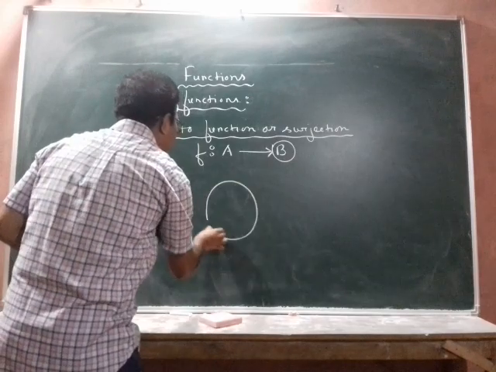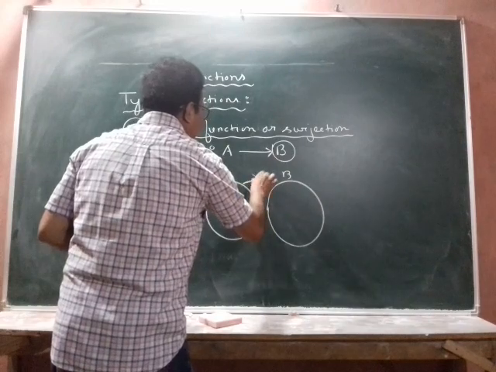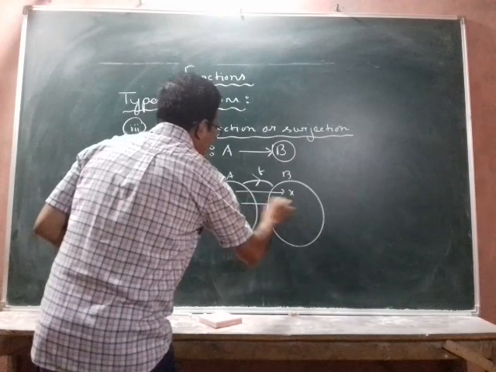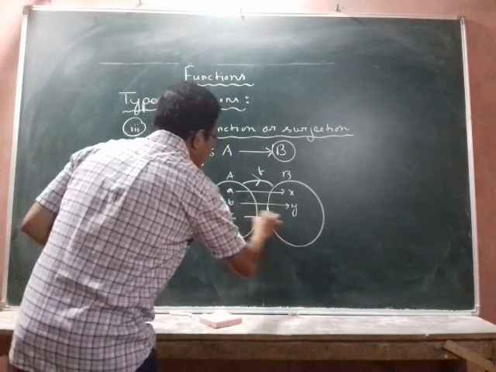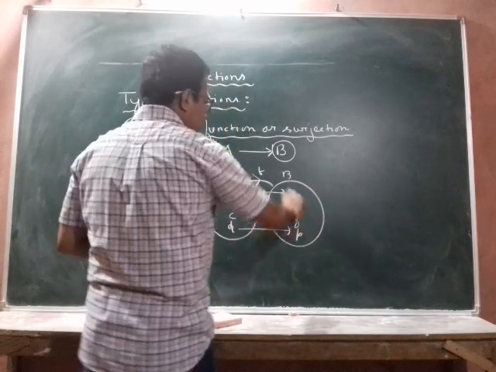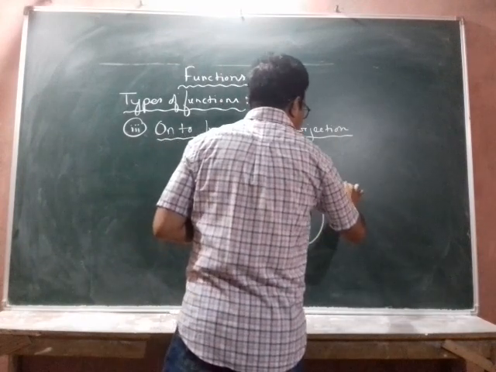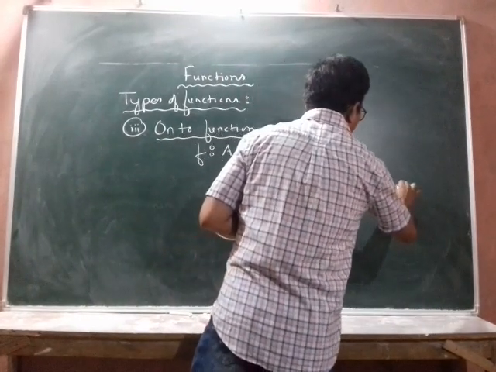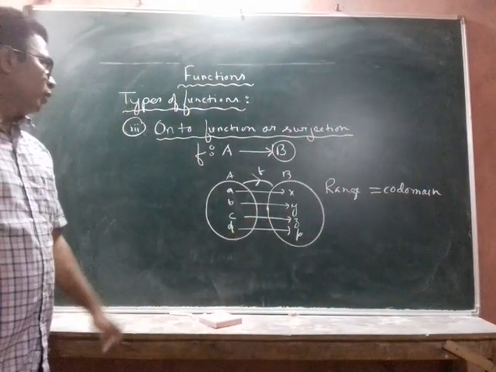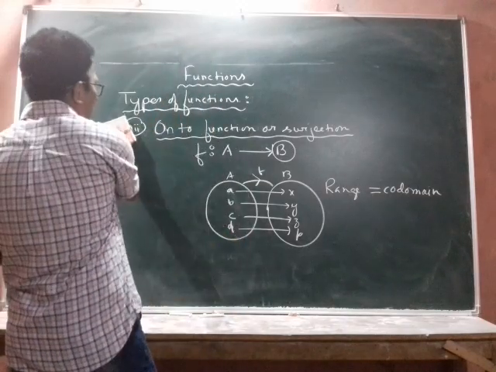So in Venn diagram we can show it like this: A, B. f is a function from A to B, a, x, b, y, c, z, d, p, like this. No element should be left here. That means here the range must be equal to codomain. So range and codomain must be the same. Then we call it an onto function.